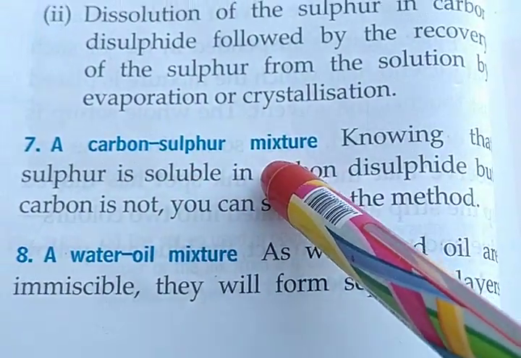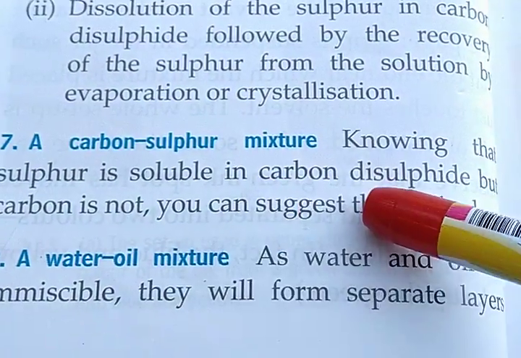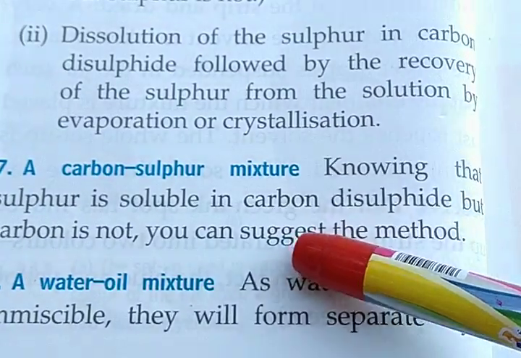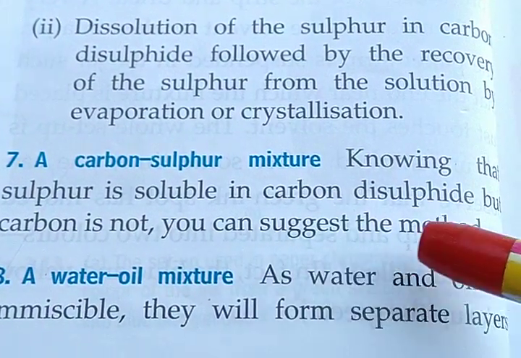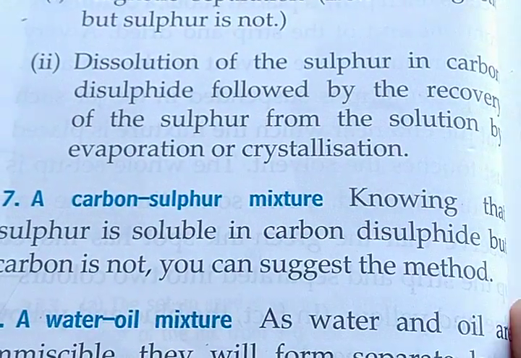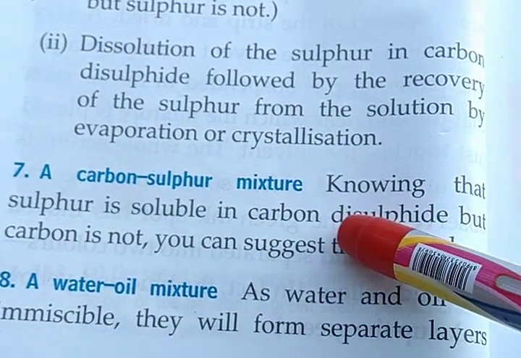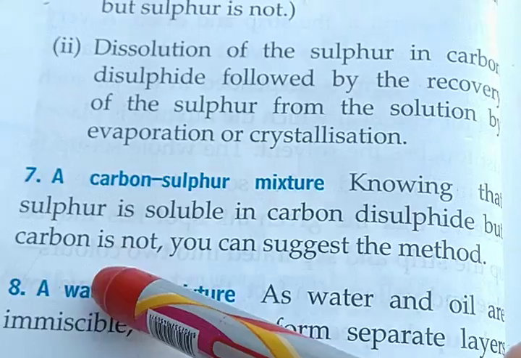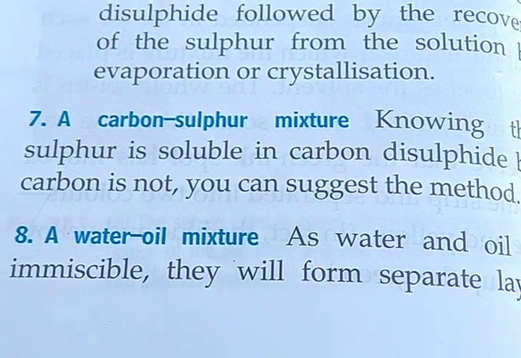Carbon sulfur mixture. Knowing that sulfur is soluble in carbon disulfide, but carbon is not, you can suggest the method. Carbon sulfur mixture means, all of you know, sulfur is soluble in carbon disulfide, but carbon is not. So in this way, we can easily separate the sulfur from the carbon sulfur mixture.